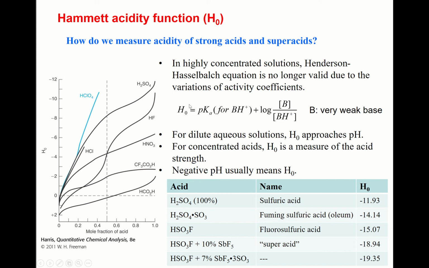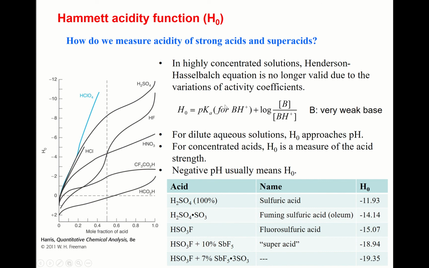This is the Hammett function, H0. The H0 form is the same as the Henderson-Hasselbalch equation. H0 equals pKa, but here pKa is what? It is the pKa for BH+, the conjugate acid of a very weak base. Since B is a very weak base, its conjugate acid BH+ has a very small pKa value. It has a negative value, even very negative values.